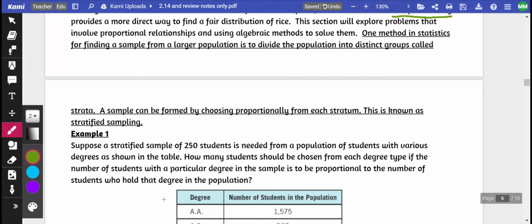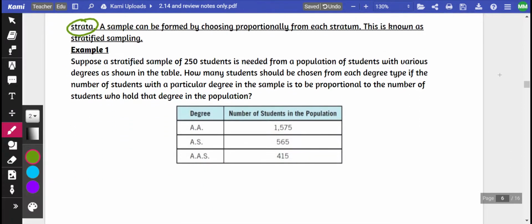One method in statistics for finding a sample from a larger population is to divide the population into distinct groups called strata. A sample can be formed by choosing proportionally from each stratum, which is just the singular version of strata. This is known as stratified sampling.